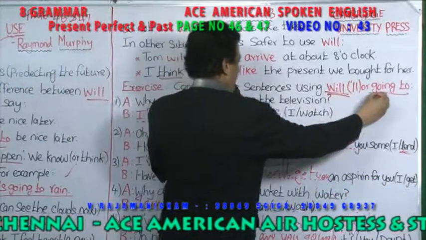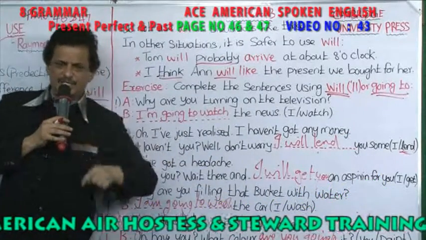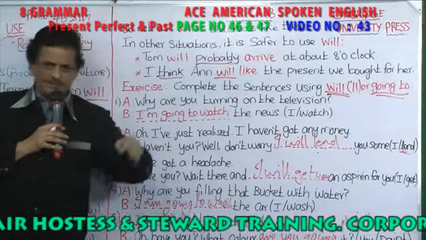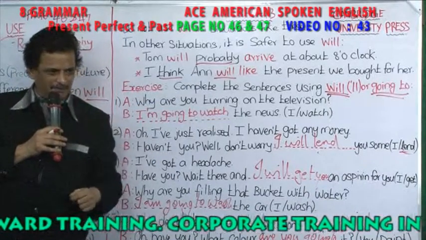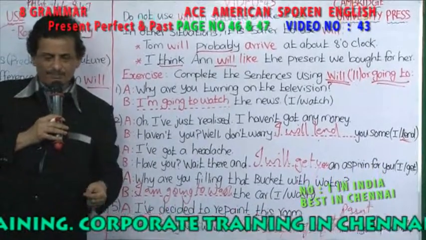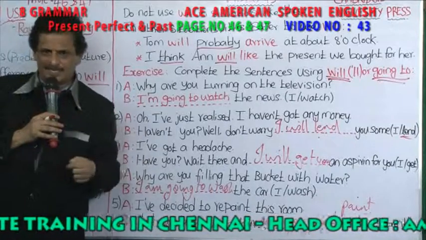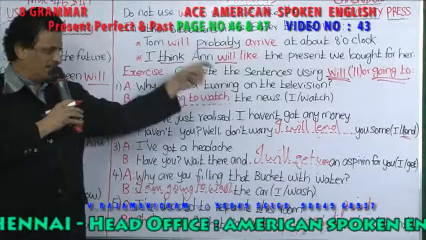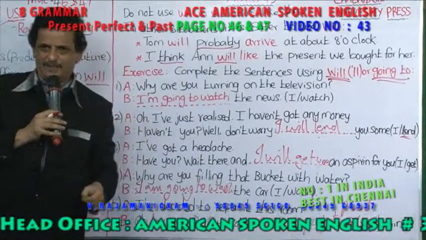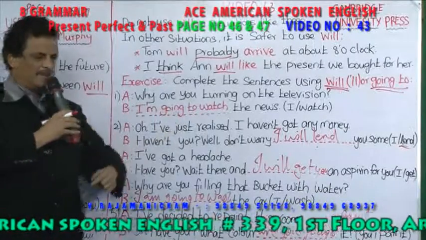அடுத்து பயிற்சி: கம்ப்ளீட் த சென்டென்ஸ் யூசிங் வில் அல்லது கோயிங் டு. வை ஆர் யூ டேர்னிங் ஆன் த டெலிவிஷன்? ஏன் டெலிவிஷன் ஆன் பண்ணுகிறாய் என்று உன்னிடம் கேட்கிறேன். நீ ஏற்கனவே முடிவு செய்திருக்கிறாய், 10 மணிக்கு கிரிக்கெட் மேட்ச் பார்க்க வேண்டும் என்று. உங்கள் அப்பா வருகிறார், ஏன் நீ டெலிவிஷன் ஆன் பண்ணுறேன்னு கேட்குறார். நீ என்ன சொல்கிறாய்? ஐ எம் கோயிங் டு வாட்ச் த நியூஸ். செய்திகளைப் பார்க்க வேண்டும், 10 மணி நியூஸ், அதுக்காகத்தான் நான் தீர்மானித்தேன். ஏற்கனவே தீர்மானிக்கிற பொழுது கோயிங் டு.